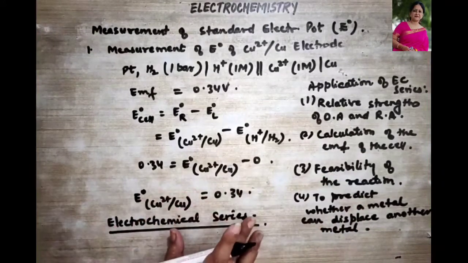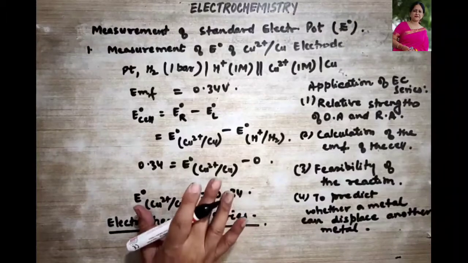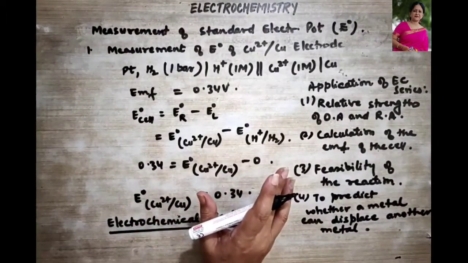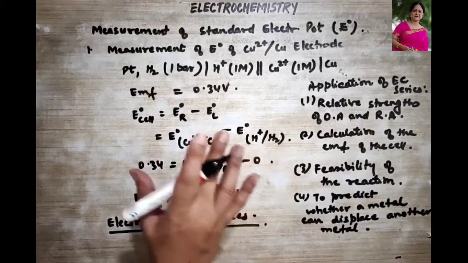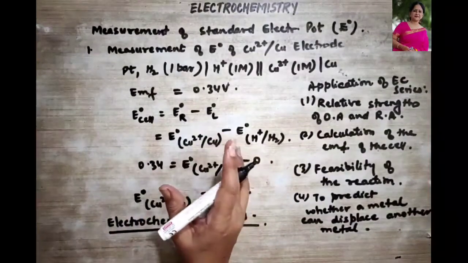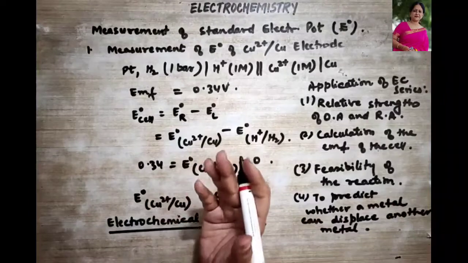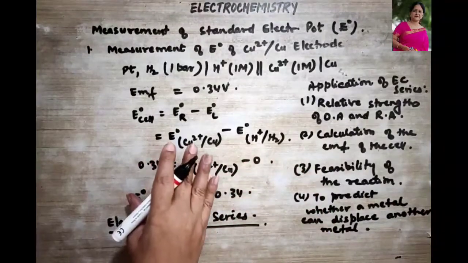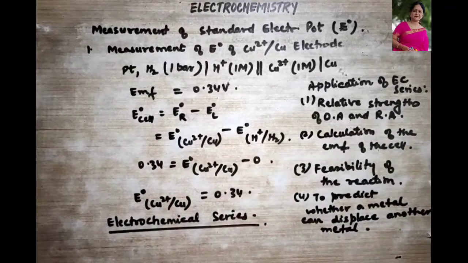Now here I am going to give you the list of your reduction half reactions and the standard reduction potential in volts. You can study that, and next time we shall continue to understand the dependence of these electrodes and the cell potentials on the concentration. Okay.